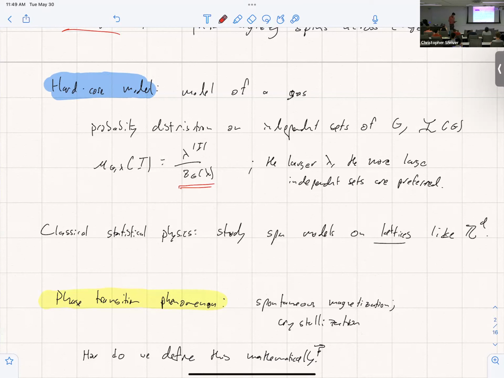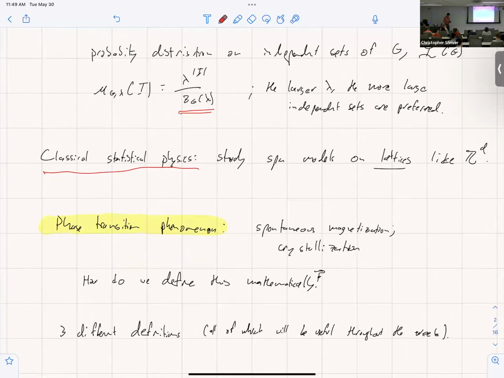The classical statistical physics point of view is to study spin models like these on a lattice like Z^d, let's say Z^2 or Z^3 if you want to be as close to the real world as you can be. What I want to briefly go over is, in this classical setting on Z^d, what is the phase transition phenomenon and how do we define it mathematically?